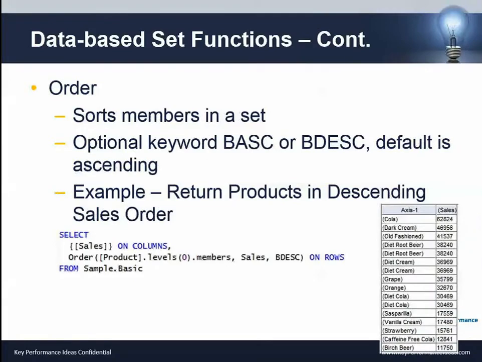Our Order function sorts members in your set that you're returning. So you have your optional keywords of BASC and BDESC. The default is ascending. So taking something similar to what we just did, we're going to select our sales on our column. We're going to do our level 0 members of our product dimension. For sales, we want to order based on sales, and we want to do it in descending order. And now we have a list of all of our products with the sales in descending order.